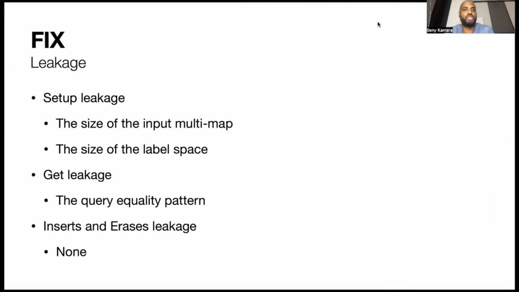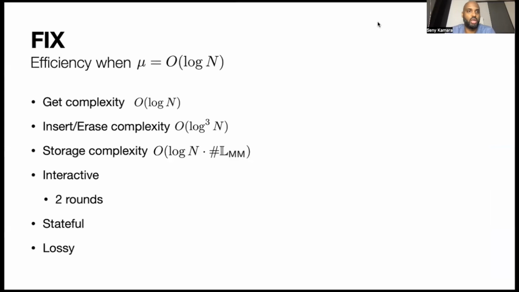Okay, so I'll briefly mention the leakage of the scheme. The setup leakage is the size of the input multimap and the size of the label space. The get leakage is the query equality pattern, and inserts and erases are leakage free. As for the efficiency of the scheme, if we push label-tuple pairs in batches of size log n, then the get complexity is logarithmic. The insert and erase complexity is polylogarithmic. The scheme requires 2 rounds of interaction. It's stateful, obviously, and depending on the underlying volume-hiding schemes that we use, it can be lossy.